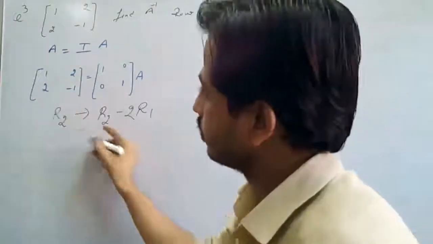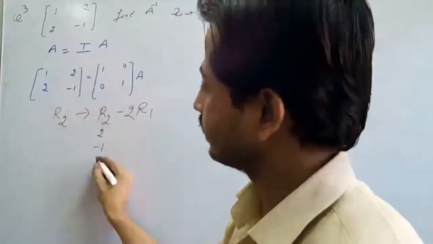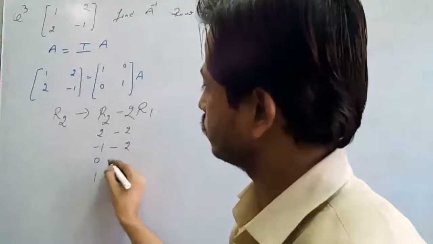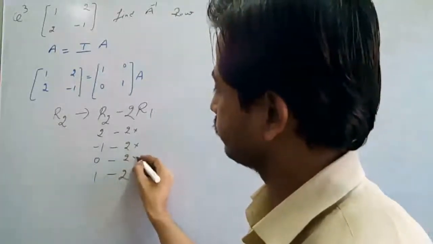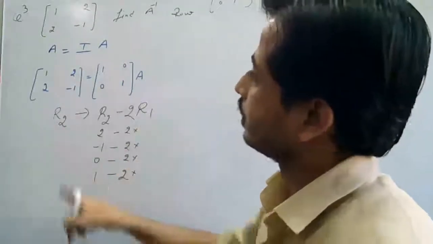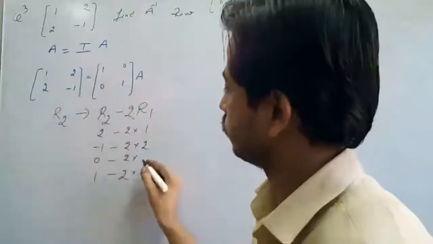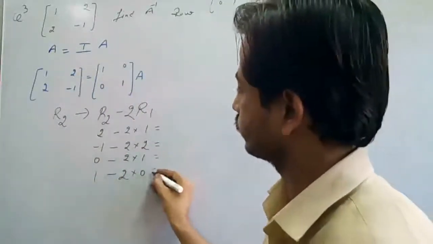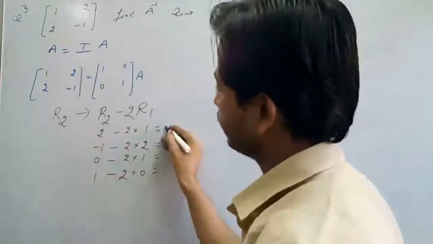Now solve that. R2 is 2, 1 on the left, and on the right hand side 0, 1. Minus 2, minus 2, minus 2, minus 2. And we multiply. What is R1? R1 is 1, 2, and on the right 1, 0. Now solve this. 2 into 1, 2. 2 minus 2, we get 0.